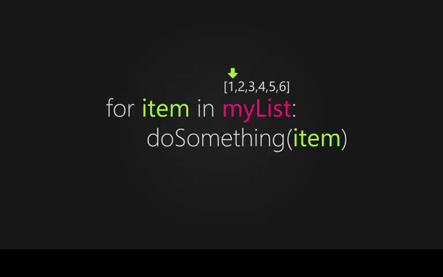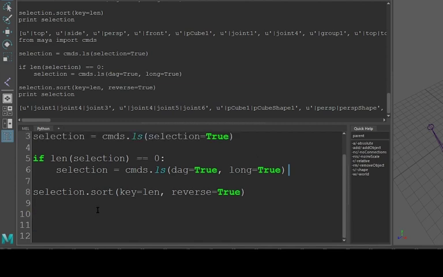The syntax of the for loop says for item, where item is the name of a temporary variable. An item can be called anything you want. Inside my list, where my list is the list that you want to loop through, we're going to do something with that item. Now back in Maya, we're just going to go through every item inside of our selection and find the short name for this item. So you're going to say for obj, short for object, in selection, which is the list that we have of all our selected objects, we're going to say print obj.